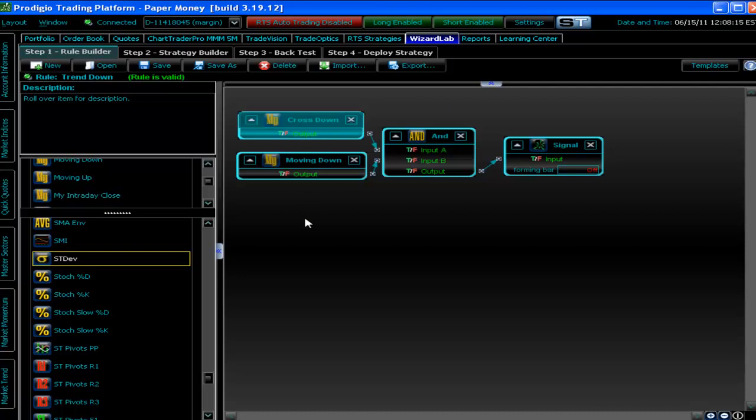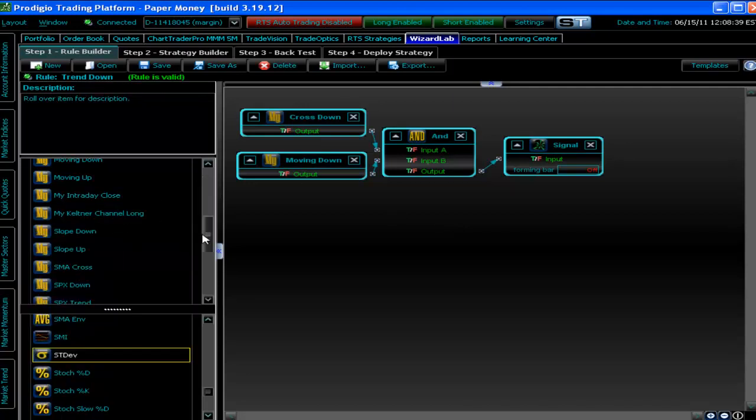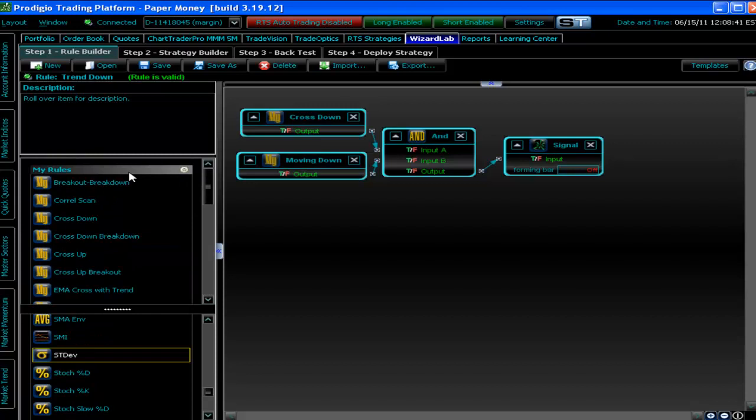So this rule is combined by taking this cross down rule. I have a rule called cross down, and I've also got a rule called moving down. Right? So each one of these are rules, and they'll independently fire signals. I'm combining those together inside of a master rule that I'm calling trend down. And that's all there is to these combined rules. It's just that when you build a rule, you can chain them together, and you do that by simply dragging them out from this My Rules toolbox. Any rule that you save is going to end up inside of this My Rules toolbox, and you can use those rules to combine them together into larger rules.